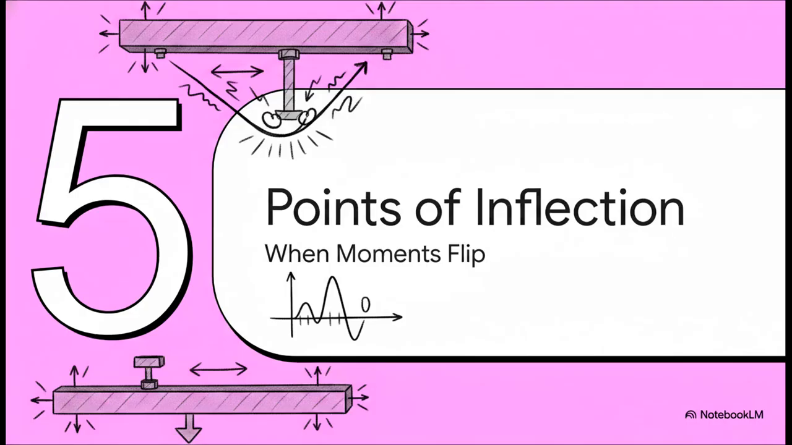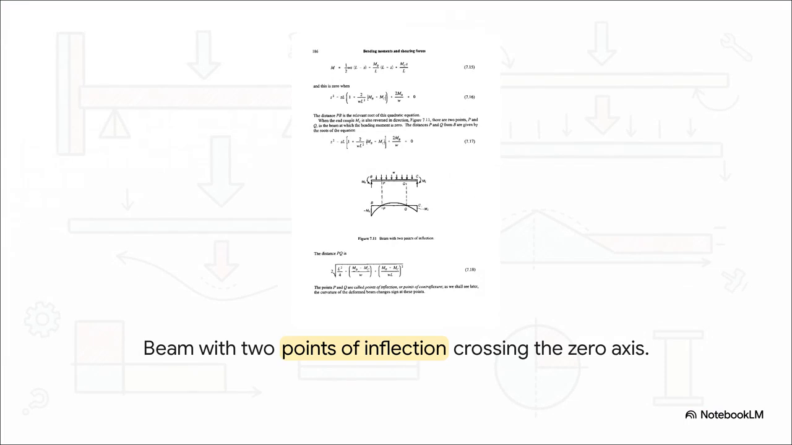Section 5, Points of Inflection. Transitioning to our final critical phenomenon. We've talked about maximum moments, but what happens when the bending forces are heavily manipulated, causing those moments to flip directions entirely? Sometimes a simply supported beam isn't just carrying downward weight. It might also have rotational couples applied to its ends in opposing directions.